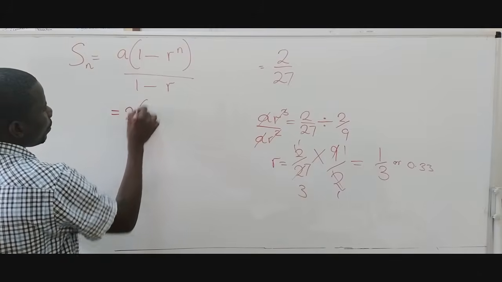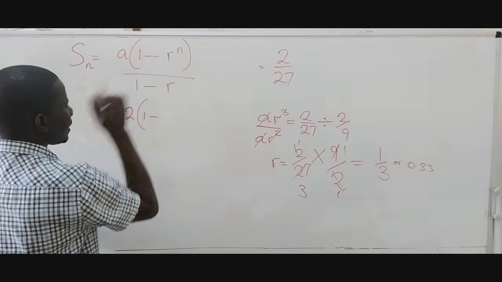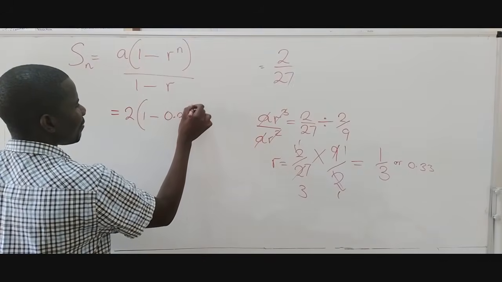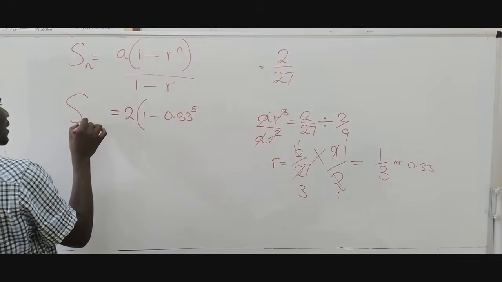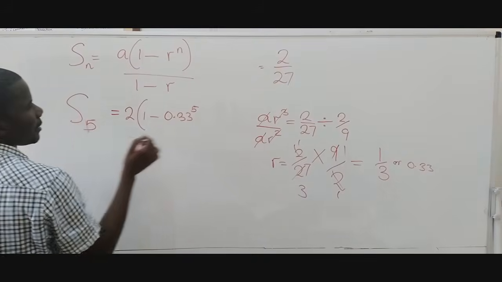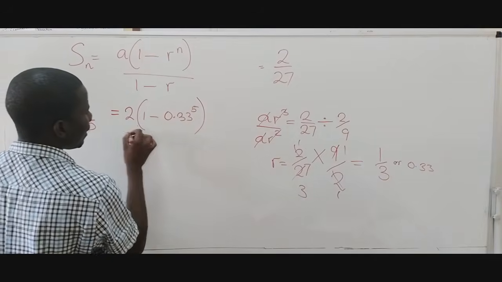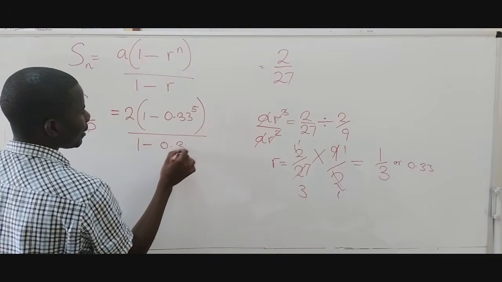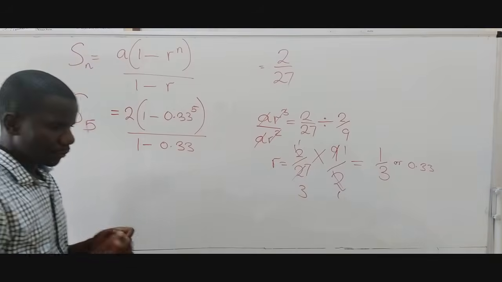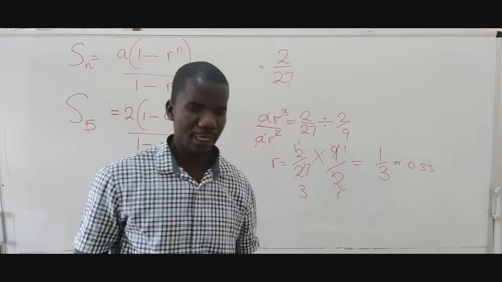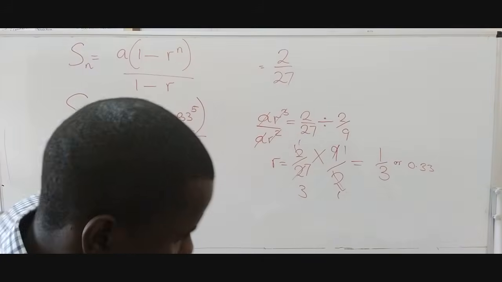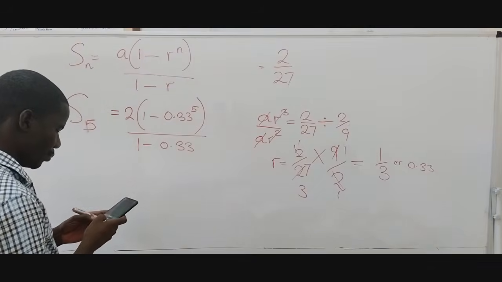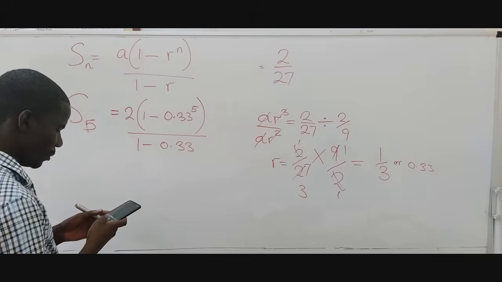So now, what is our a? Our a is 2. Then we have 1 minus, what is our common ratio? 0.33 to the power 5, since we want the sum of the first 5 terms, over 1 minus 0.33. From this point, we can use our calculators to find the answer.